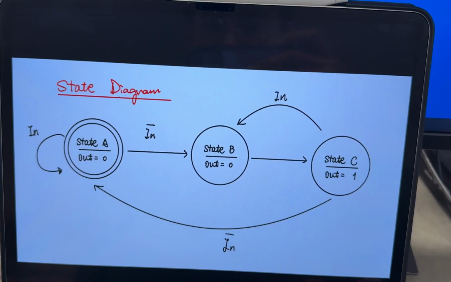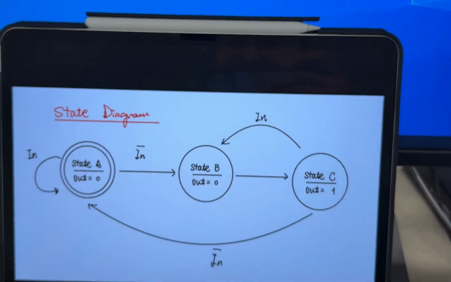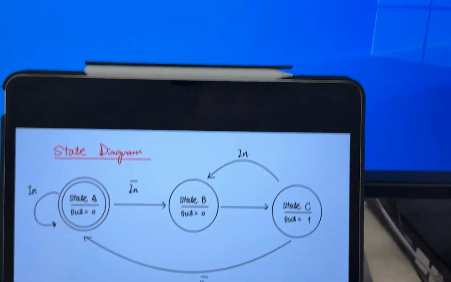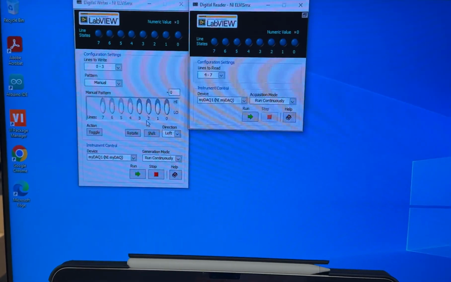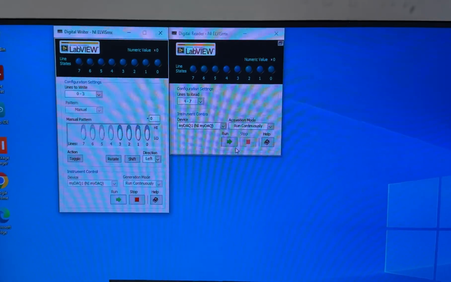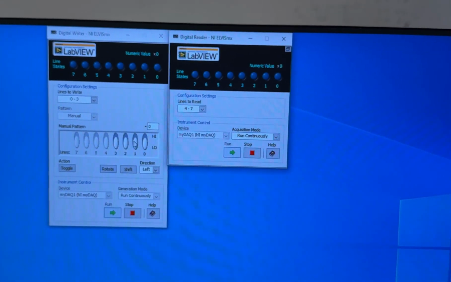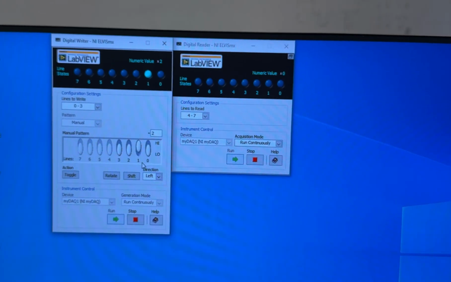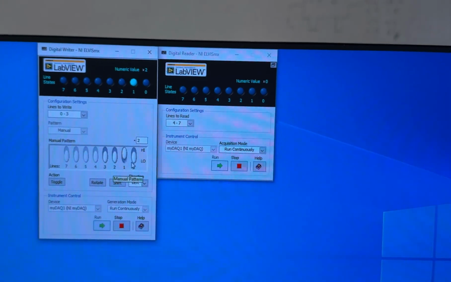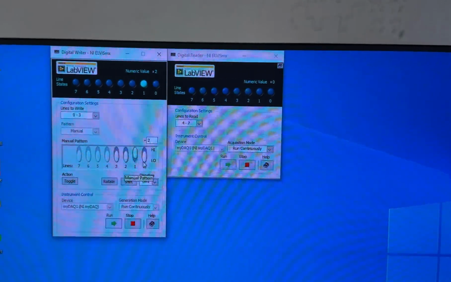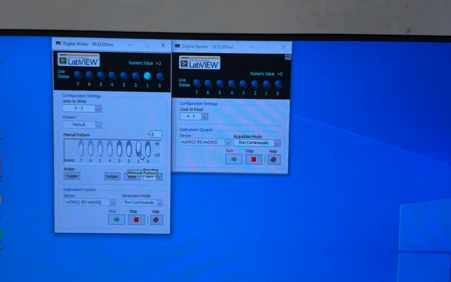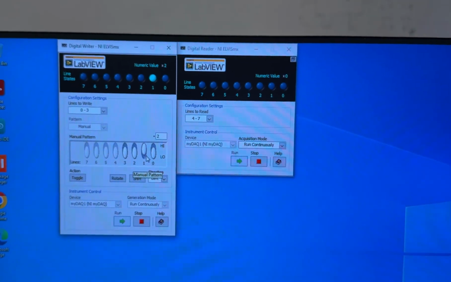So this is the state diagram, and we can start by initializing the reader and the writer, and by keeping pin 1, which is the reset, on. Since it is an active low, it always keeps the reset low, so I can proceed with my finite state machine.